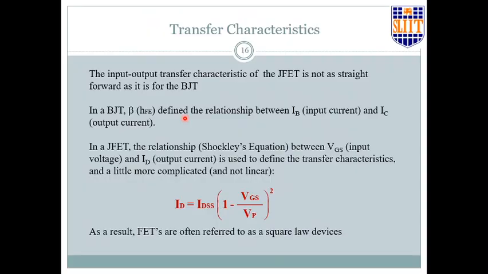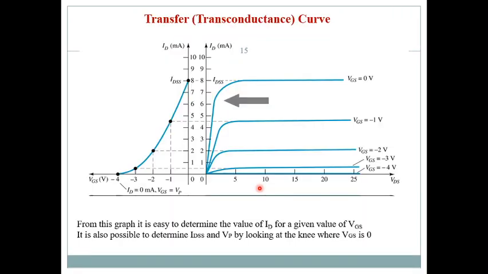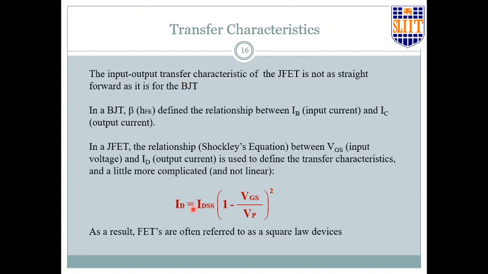ID is equal to IDSS times (1 minus VGS over VP) squared. Now, what is IDSS? IDSS is the drain current saturation, that is the maximum drain current that is there when VGS equals 0. So in this equation you can find that when VGS is equal to 0, ID is equal to IDSS. Then what is VP? When VGS is equal to VP, what happens to this side? The right hand side becomes 0 and ID becomes 0.